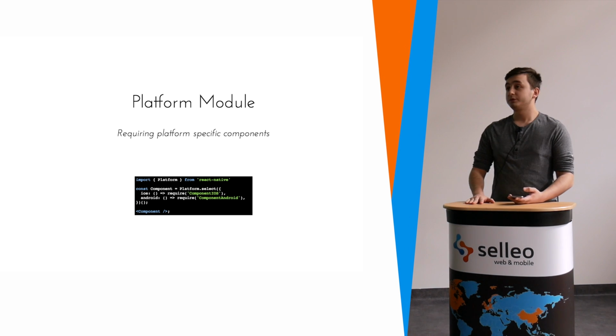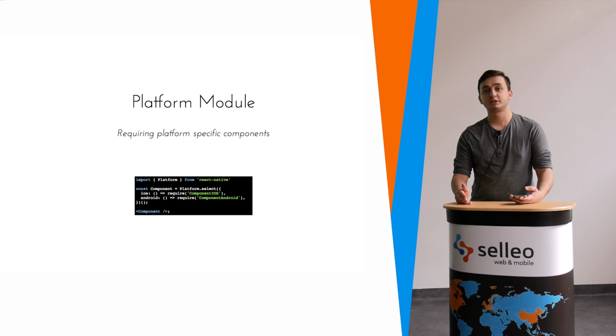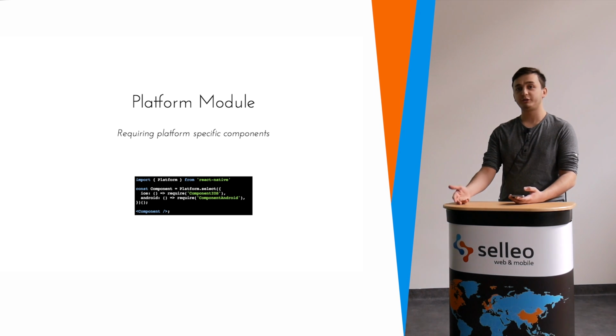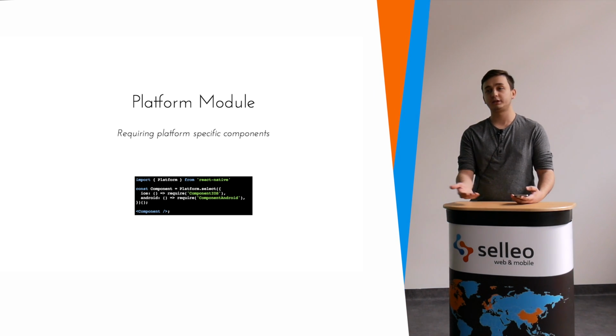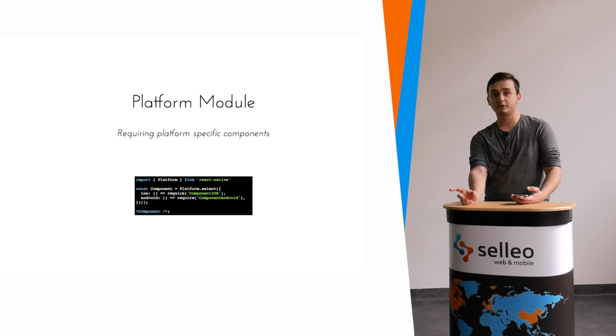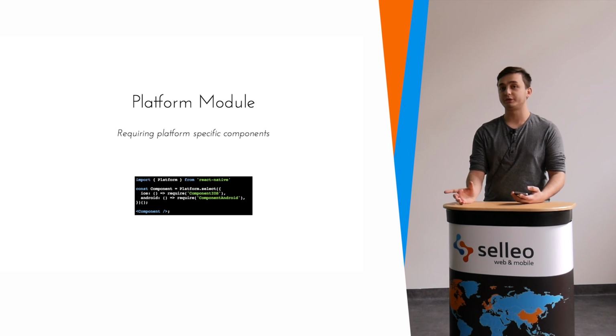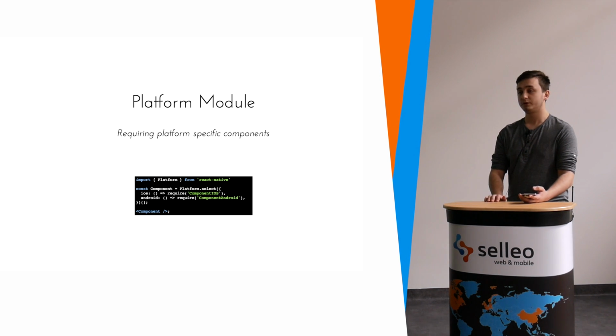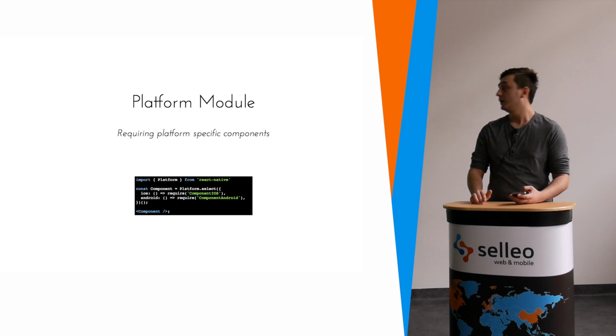When we are using something like push notifications, there are differences in the API on iOS and Android. Just by that, we can use the same name of the component and use different implementations when we are running our application.